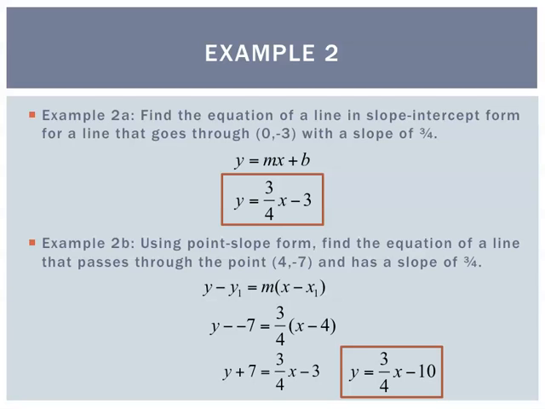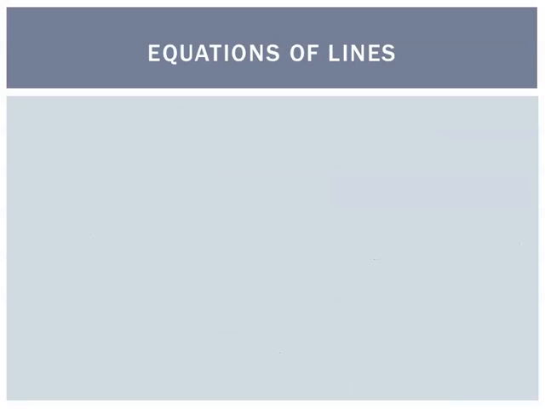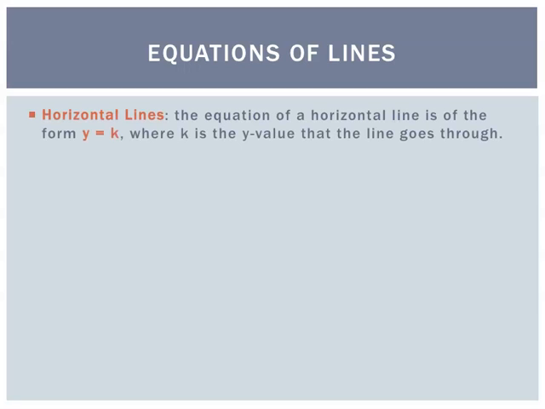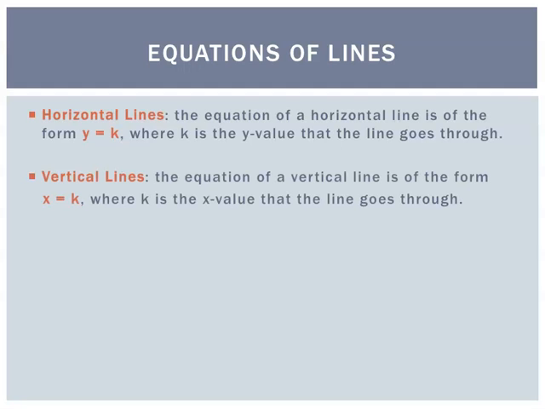All right, let's talk a little bit more about equations of lines. In addition to those different forms that we just went over, we can also talk about very specific cases of equations of lines. When you have horizontal lines, the equation will be y equals k, where k is the y value that the line goes through. For vertical lines, you'll have an equation of the form x equals k, where k is the x value that the line goes through.